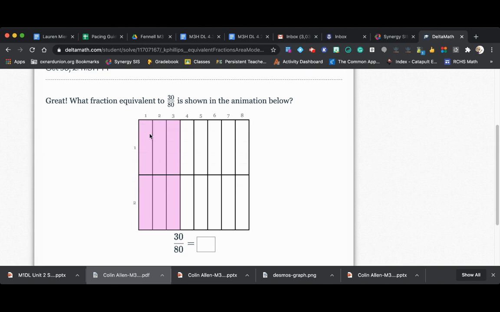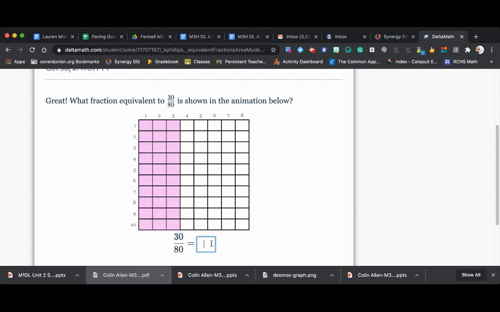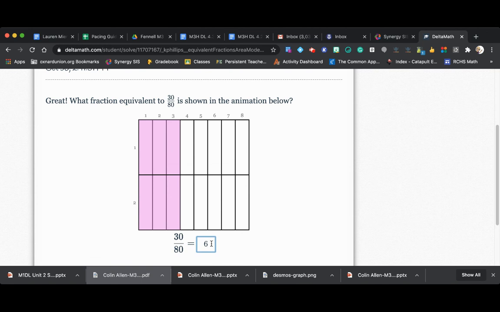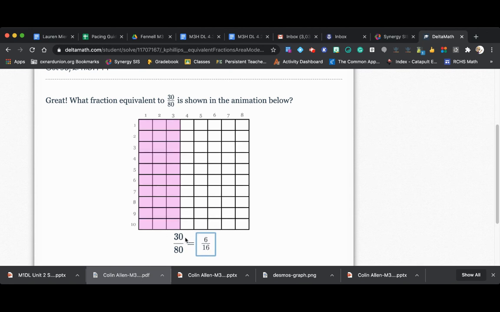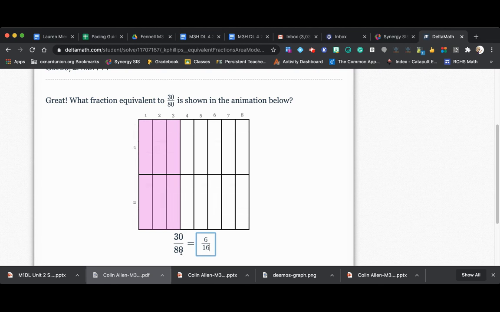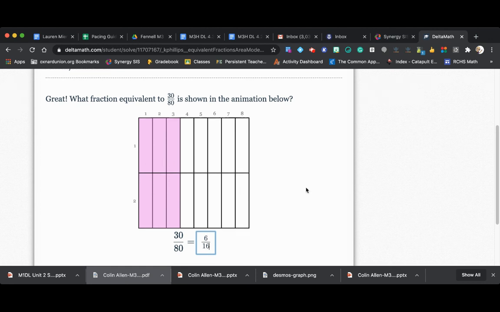Ooh, now we have 1, 2, 3, 4, 5, 6 out of how many total were there now? This was an 8 by 2, so we had 6 out of 16. Now, if I were to divide this first, I would have divided by 10, and then that would get me down to 3 over 8, but that's not what they're showing us here, so make sure you're representing what the image is showing you, which is showing us that we could have 6 out of 16 total.